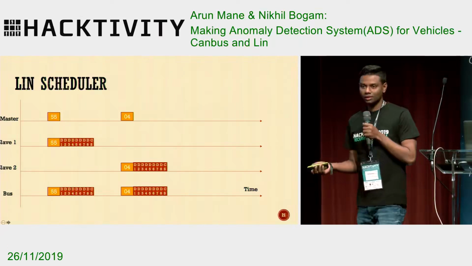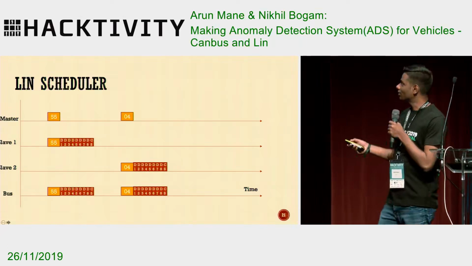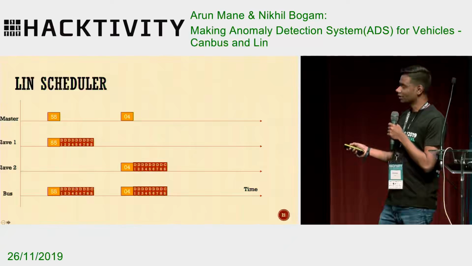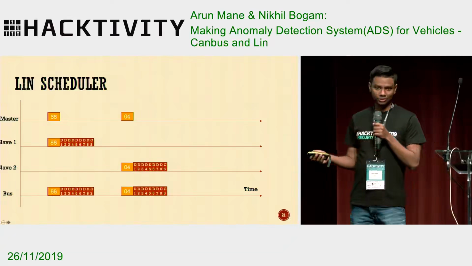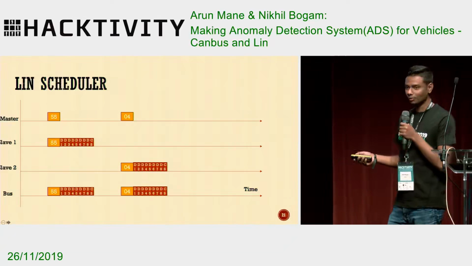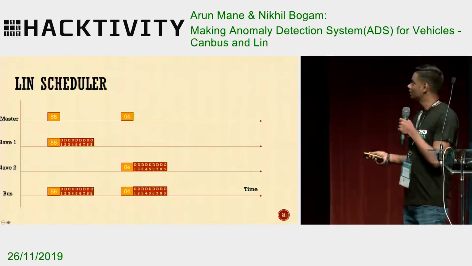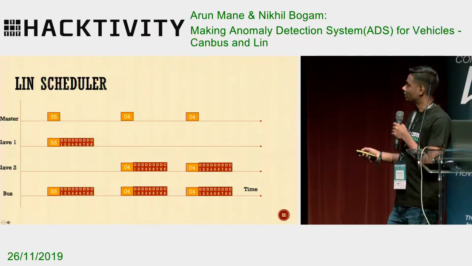But we don't understand where this data came from. Is it transmitted by the master, or is it transmitted by slave 1 or slave 2? This is not possible to distinguish somehow, and that's the advantage the attacker can take here. We'll see some slides after this on how the attacker can take advantage of it.